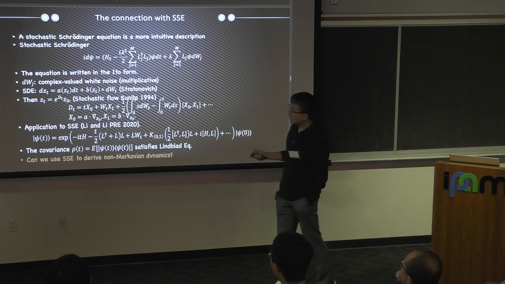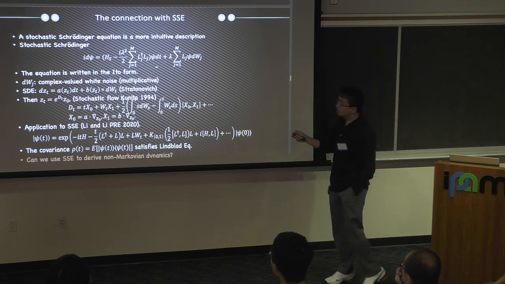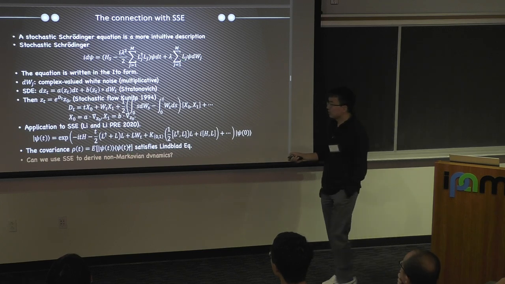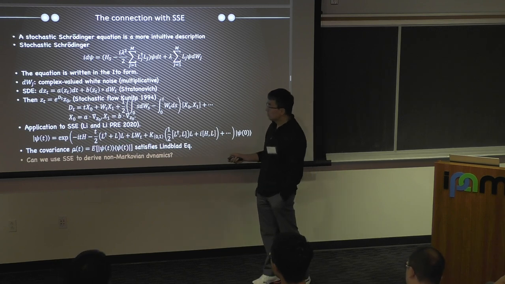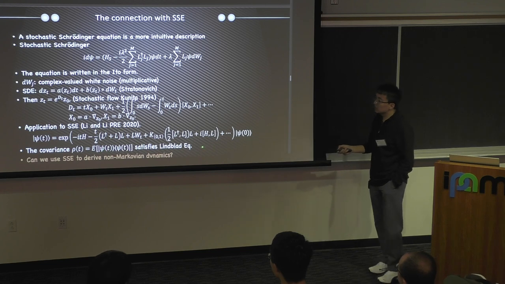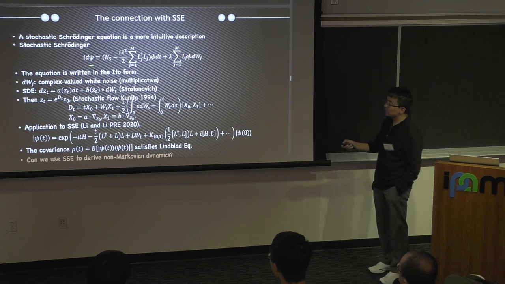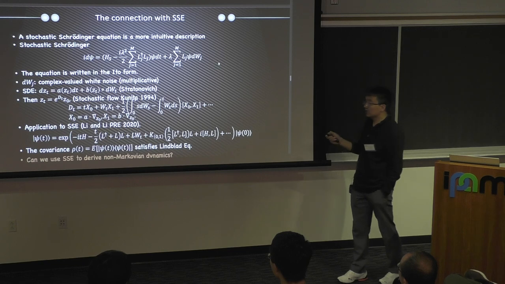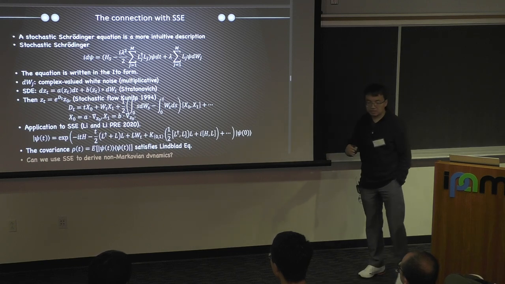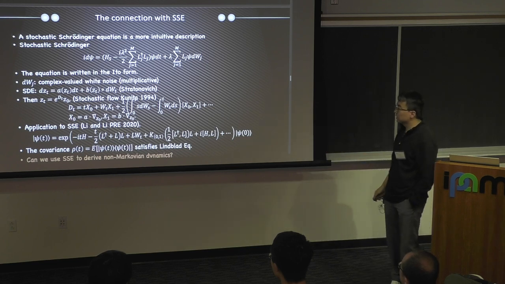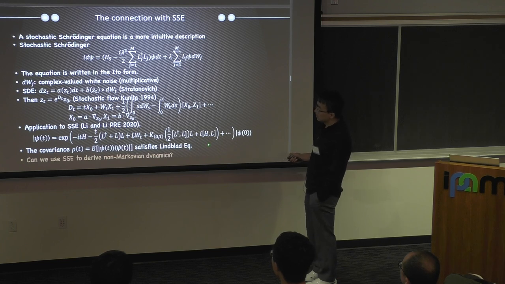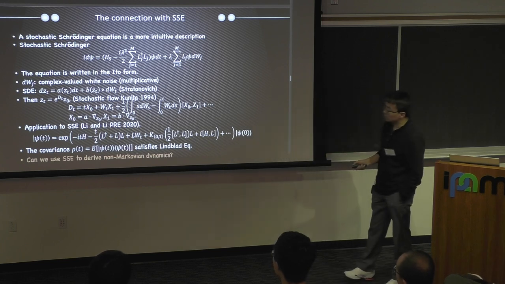Okay, and the connection between the stochastic Schrödinger equation and the Lindblad equation is that if you take the covariance matrix here, it follows exactly the Lindblad equation. This is known in the SDE literature. As long as you have a linear SDE, which could have multiplicative noise, the first and second moments will satisfy a closed system of equations. So it's not just specific to the problems in this context, but it's true in general.